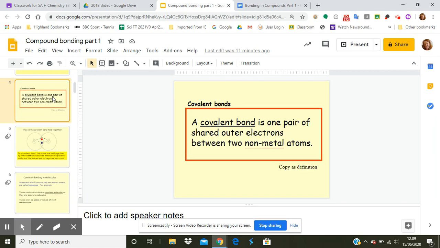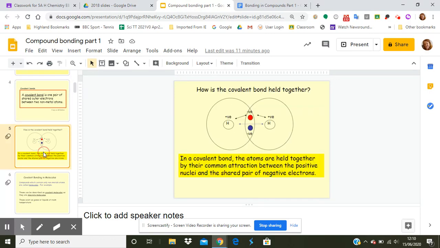So, quick recap from National 5, you know what a covalent bond is. It's a shared pair of electrons between two non-metal atoms. How is that held together? It's held together by the two positive nuclei, the protons in the two nuclei, and the electrostatic attraction between the protons and the shared pair of electrons.